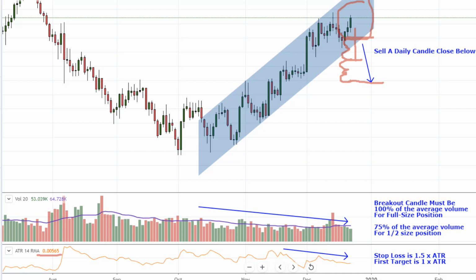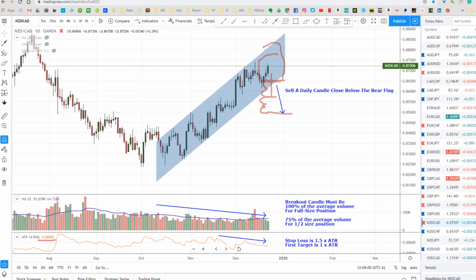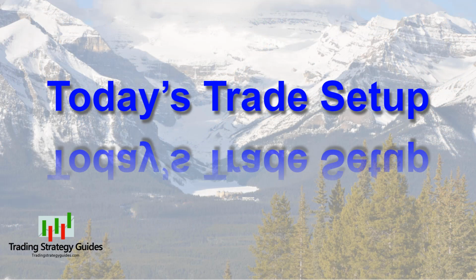And that's the new setup on the New Zealand dollar, Canadian dollar. Remember, this is a huge holiday week that is typified by low volume and high whippiness. Be sure to follow the rule of not taking a trade if you don't get at least 75% of the average volume. Also, remember, my intent here is to tell you how I manage these trades.